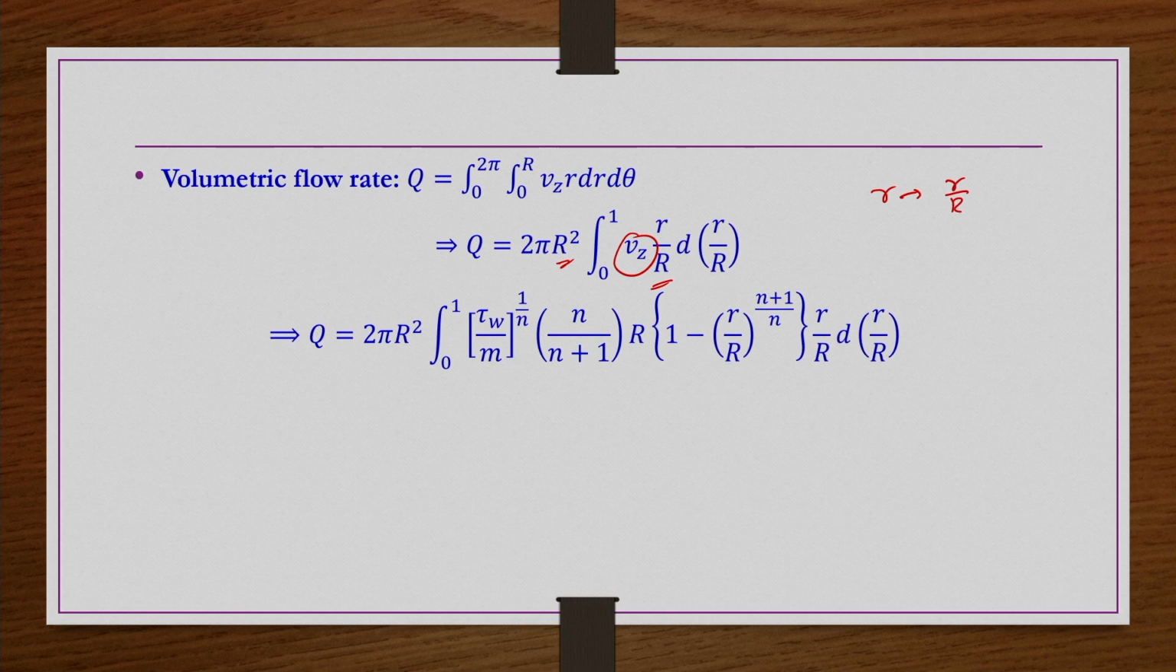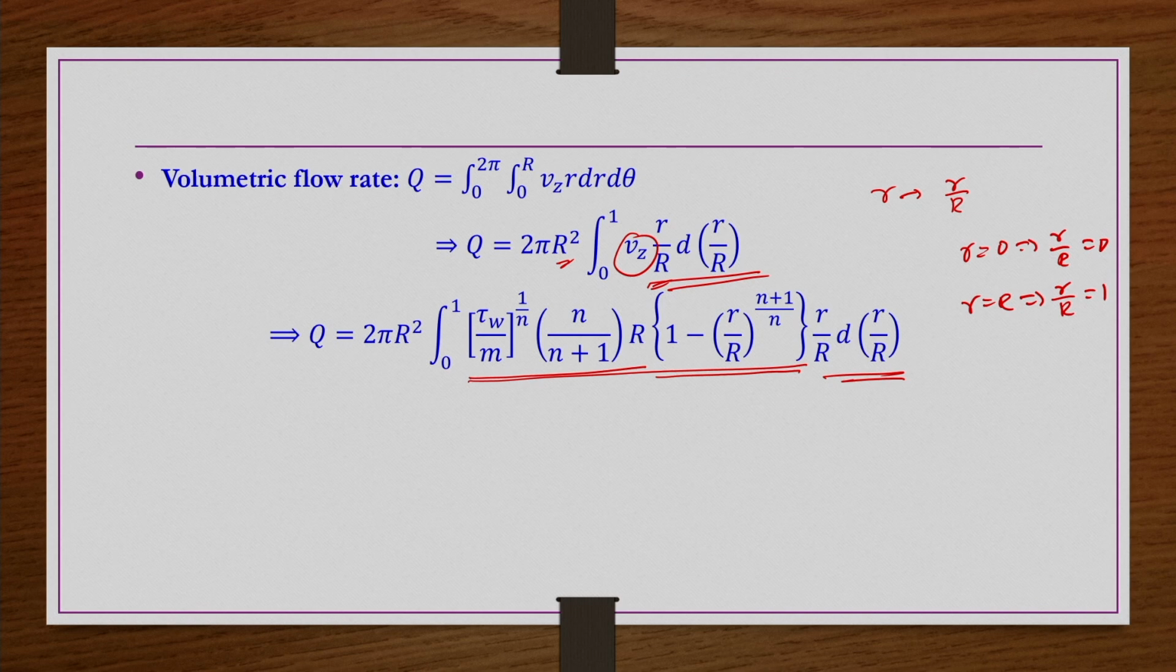So, Vz, as we just saw, is tau w by m whole power 1 by n, n R by n plus 1 multiplied by 1 minus r by R whole power n plus 1 by n, times r by R, d(r by R), and R square is as it is here. This term is nothing but your Vz term. The integration is changed from r to r by R, so obviously these limits also change from 0 to 1, because at r equals 0, r by R is 0, and at r equals capital R, r by R is 1.